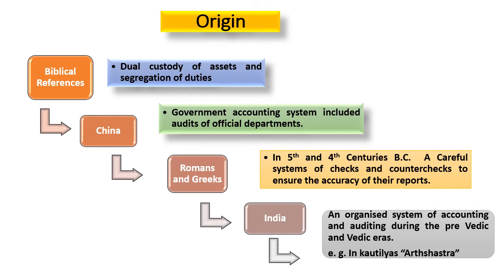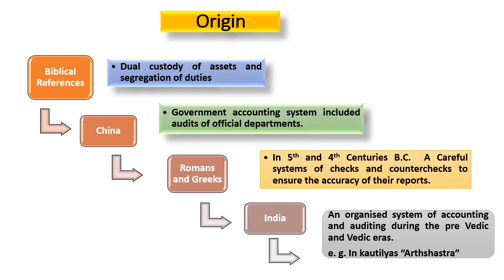Thereafter, in the early 5th and 4th centuries, both the Romans and Greeks devised careful systems of checks and counter checks to ensure the accuracy of their reports. So in the 5th and 4th century, there was the development of a careful system of checking and counter checking to ensure accuracy. And in India also there existed an organized system of accounting and auditing during the pre-Vedic and Vedic eras. If you know, in Kautilya's Arthashastra also there is a description of methods of accounting and its verification. It contains probably 40 kinds of frauds and embezzlements, and also the punishments for various offenses.